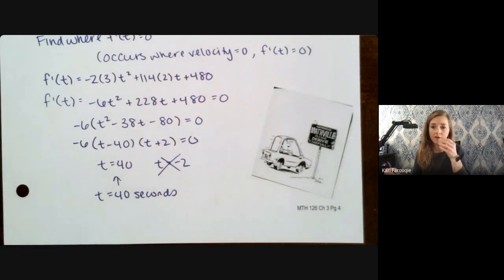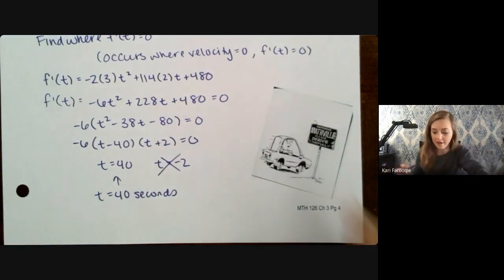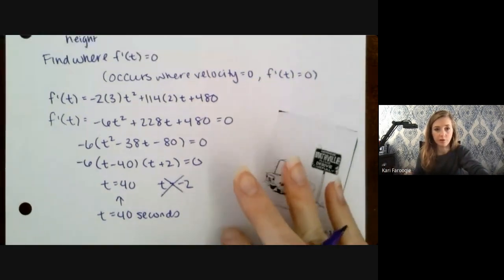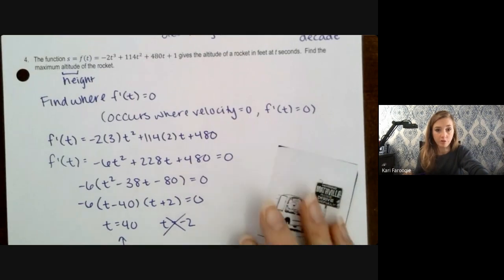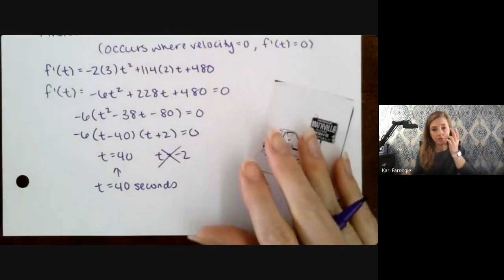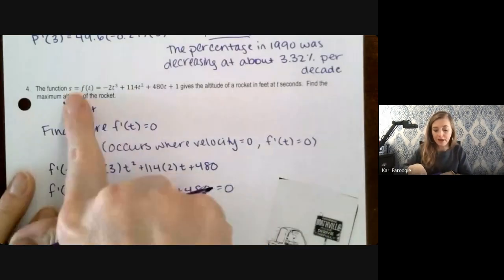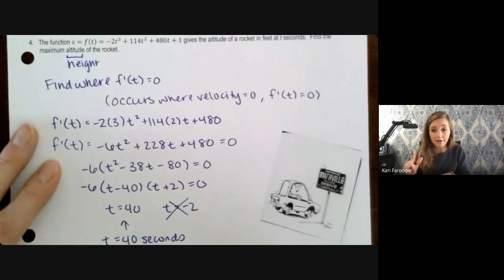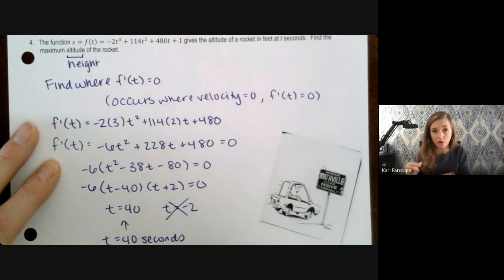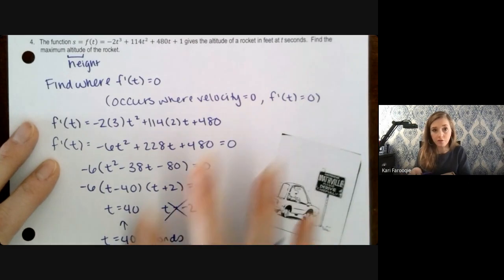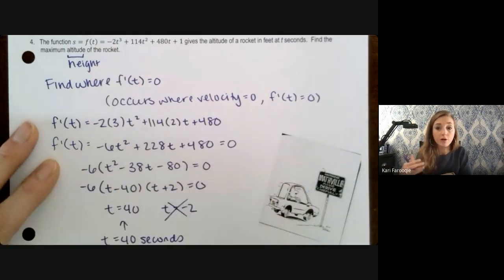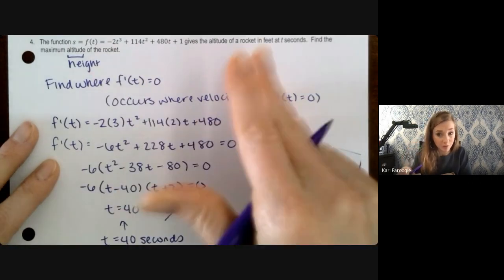But don't put a box around it and be like, okay, I'm done. We're good. You were not asked to find the value of t when it hits its max. You were asked to find the actual maximum altitude of the rocket. So that means that you need to find the height of the rocket at t equals 40 seconds. So for that, you're not looking at the derivative anymore. You're not talking about the slope or the velocity. We're not talking about the velocity at 40 seconds. We already know the velocity at 40 seconds is 0. That's what you just solved for.